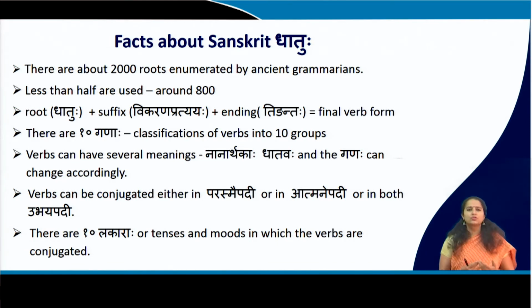The verbs can also be conjugated, as we've seen, in the Parasmaipadi, where the fruit is directed towards another. It can be an Atmanepadi where it is towards oneself. And some verbs have both forms. They are Ubhayapadi, and they do not always change meaning. Sometimes they do, but sometimes they need not. And then there are the 10 lakaras, or the tenses and moods, in which the verbs are conjugated.